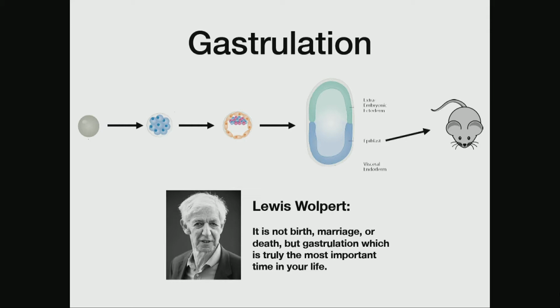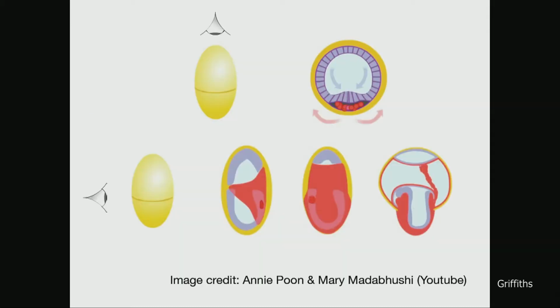And there are three tissues. Two of these are extraembryonic and will make supporting tissue. And the remaining tissue is called the epiblast. And this is what's going to give rise to all the cells that go on to make up the adult mouse. The first few decisions that the epiblast cells take on the way to doing this is called gastrulation. And it's such a critical point in development that a famous embryologist, Louis Wolpert, has remarked that it's not birth, marriage, or death, but instead gastrulation, which is the most important time of your life. And he's not wrong, I suppose.